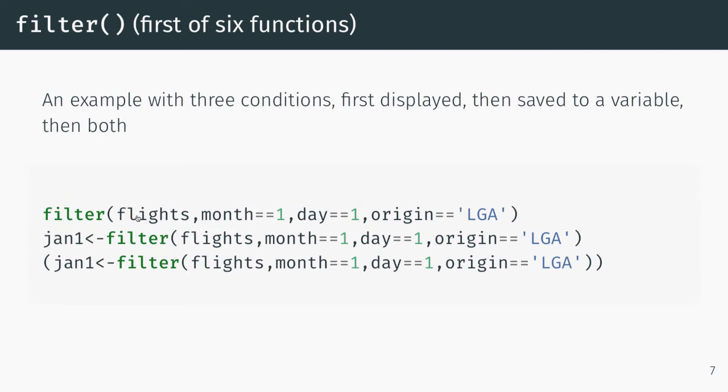Okay, and what we're going to do is filter the flights. So the flights table is in the New York City Flights 13 data set. This is a list of about 336,000 flights originating from New York City in the year 2013. And we're going to get all the ones that originated on January 1st from the airport LaGuardia. And then we can save that filter result in a variable, or we can save it to a variable and display it.